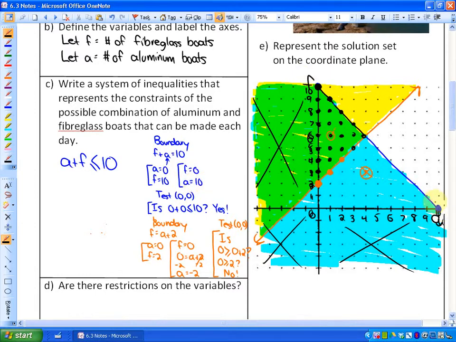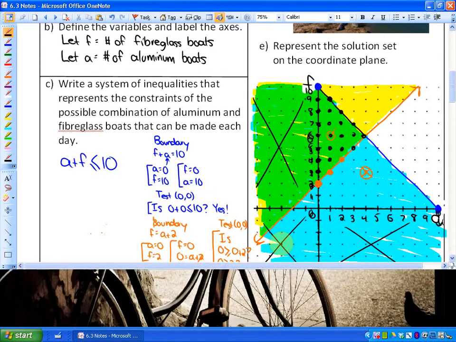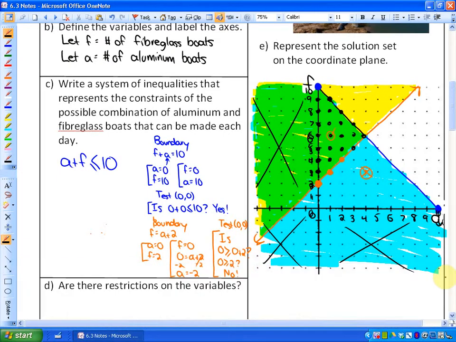And we could graph the boundary, use a test point of 0, 0. So we'd ask ourselves, is 0 plus 0 less than or equal to 10? And we would have shaded below it. So we would have gotten the exact same blue inequality that I have represented there.